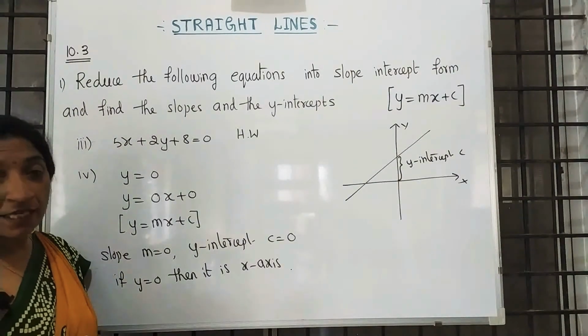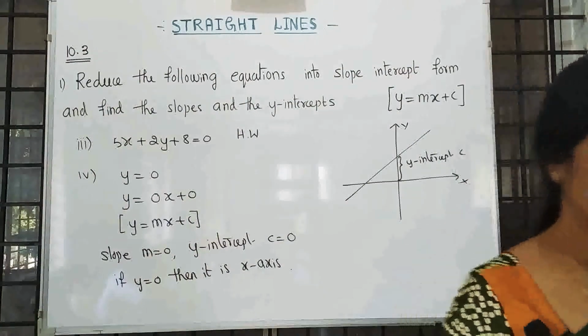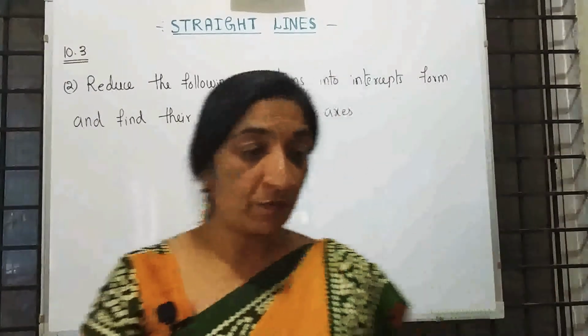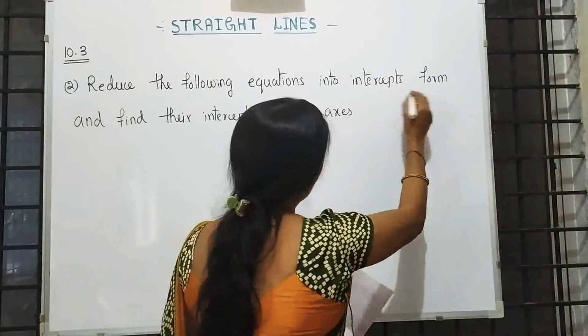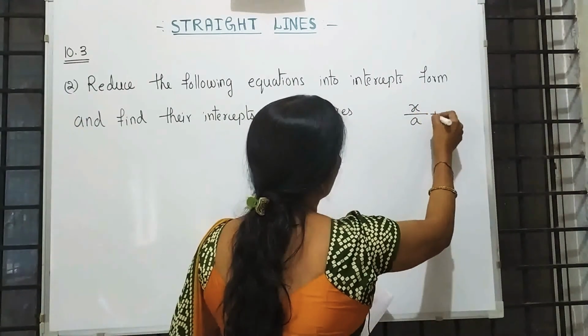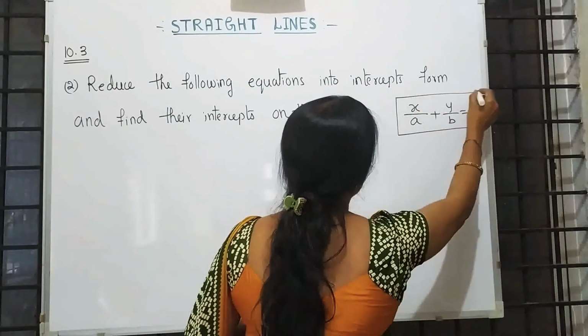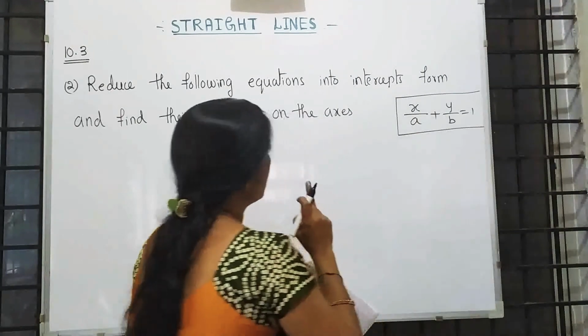Now moving to the second main question, that is question number 2. Reduce the following equations into intercept form and find their intercepts on the axes. See, intercept form means we remember the formula x upon a plus y upon b is equal to 1. That means what are you observing? We are observing that x and y are present on the left side and 1 is present on the right side. Moving to the question. First question, that is 3x plus 2y minus 12 is equal to 0.